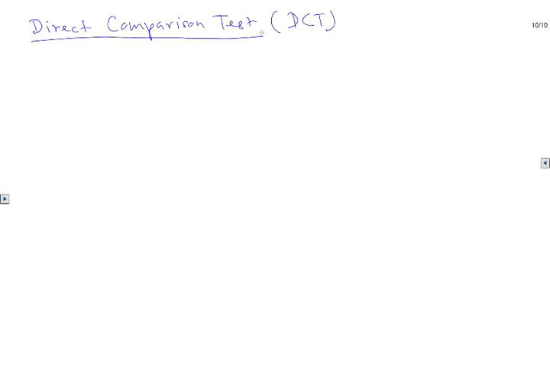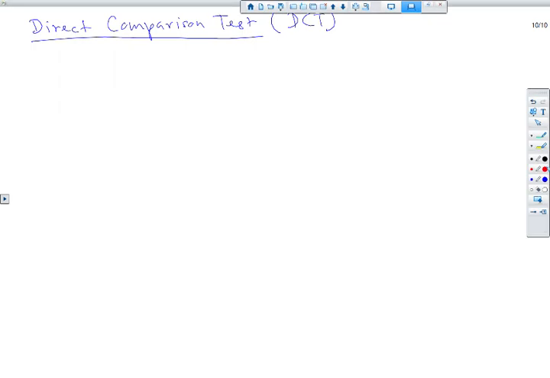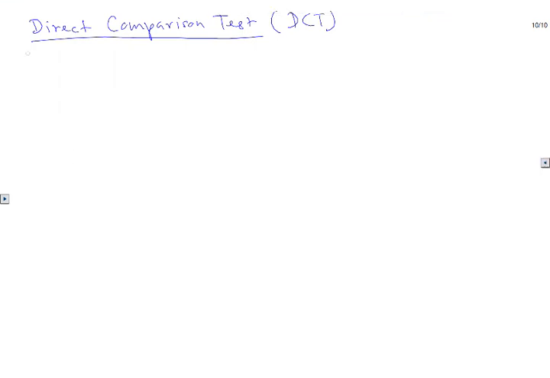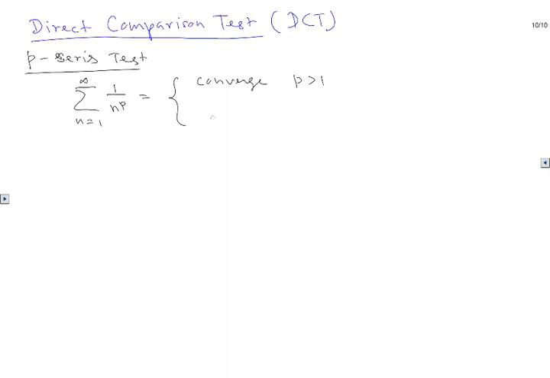Before we go to the direct comparison test, we need to recall one of the very important results, the p-series test. In the p-series, we have the sum from n equals 1 to infinity of 1 over n to the p. This series is going to converge if p is greater than 1, and it is going to diverge if p is less than or equal to 1. If you draw it, that's the situation.